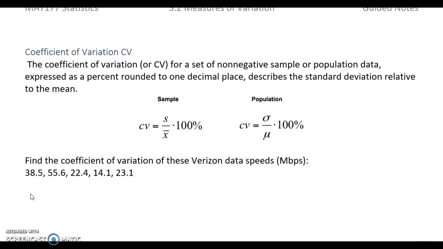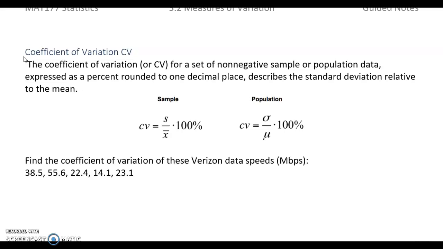Using information that we know, we can find the coefficient of variation, also denoted CV. So for any set of non-negative sample or population data, it's expressed as a percent rounded to 1 decimal place, and it describes the standard deviation relative to the mean. And literally all we do is we take the standard deviation and we divide it by the mean of the data, and that gives us a decimal. We'll multiply that by 100 to turn it into a percent. And you do the same thing whether you're working with a sample or a population. We just have different notation for sample and population.